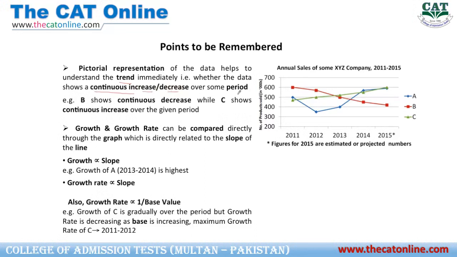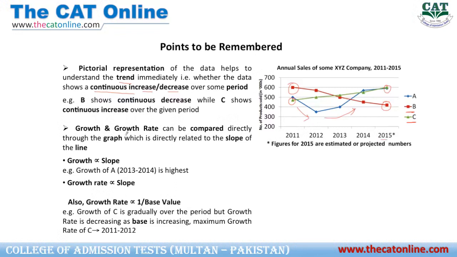decrease over some period. So if you look at this graph here, this product B shows a continuous decrease from 2011 till 2015. Similarly, this line graph for C shows a continuous increase. So from 2011, it goes up gradually and reaches this 6 lakh mark in 2015. Whereas this product A first shows a decline and then shows an increase.